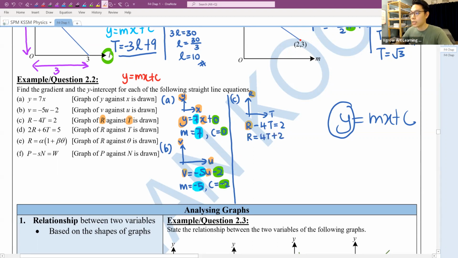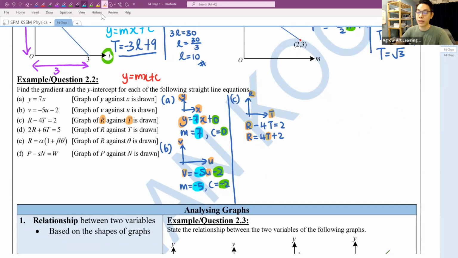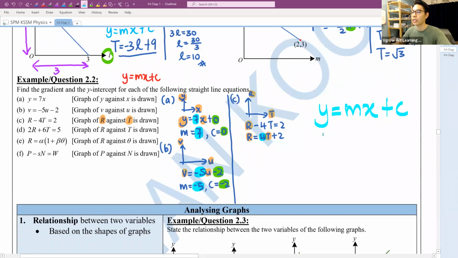Now you can clearly see already. The R and the R is here, the T and the T is here. Same like all the other questions. The gradient is what? The gradient is this 4, positive 4. So if you never arrange and then you go and say that the gradient is negative 4, then it is wrong already. We wouldn't know what the gradient is unless you arrange in y equals mx plus c. So make sure that you always arrange this first.